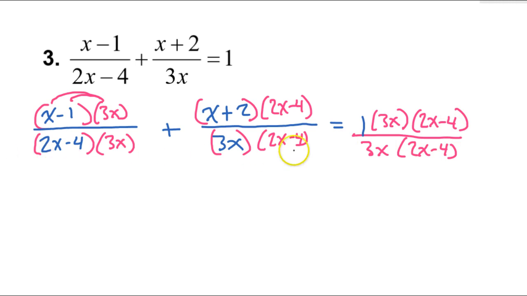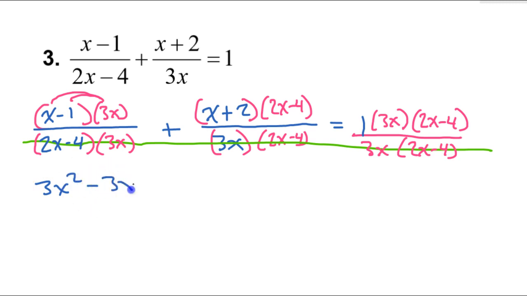Okay, once you have like denominators, you can cross them out. So I can go ahead and cross out all of these denominators. So that is going to leave me with, and like I said, I'm going to do a little distributive property here. So 3x times x, that's 3x squared minus 3x. That's what I get from that.